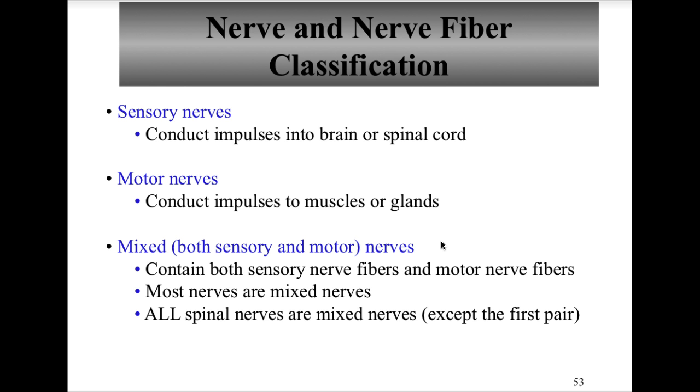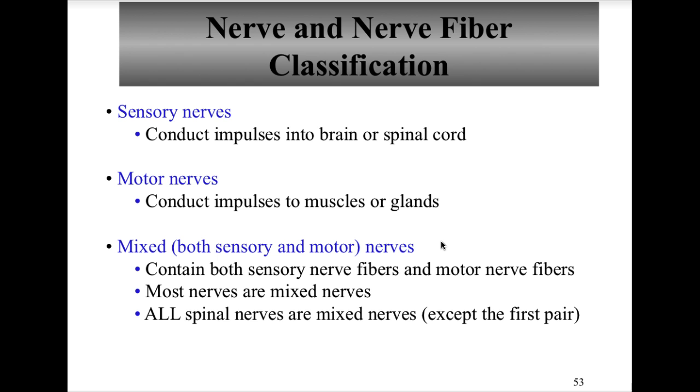Nerve and nerve fiber classification. You have sensory nerves. Sensory nerves are also known as afferent nerves. And these are nerves that only carry sensory impulses toward the central nervous system. They are composed of only sensory axons, and they are rare because there are only 3 pairs of cranial nerves. Then you have motor or efferent nerves. Motor efferent nerves are nerves that only carry motor impulses away from the central nervous system. They are composed of only motor axons, and they are rare because there are only 5 pairs of cranial nerves.